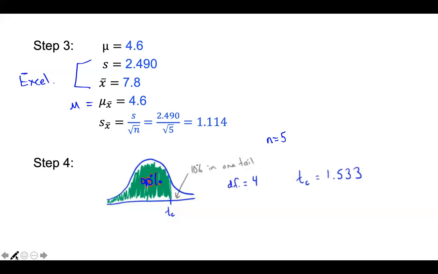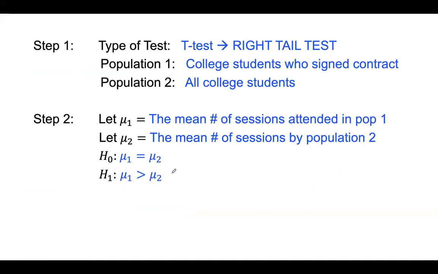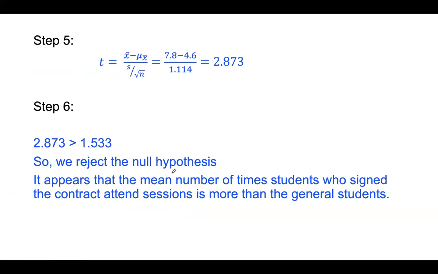So then we get our value, 1.533, is our critical rejection region right here. Then we compute that test statistic, that t-test. It's essentially the same thing as the Z that we did before. Again, instead of sigma, we're using S. So we can plug in all the numbers and get 2.873.